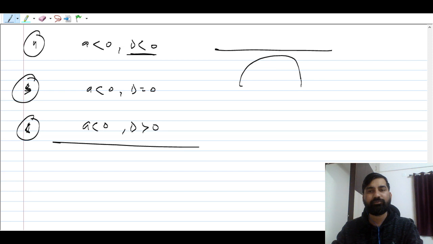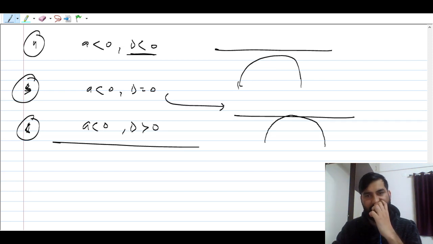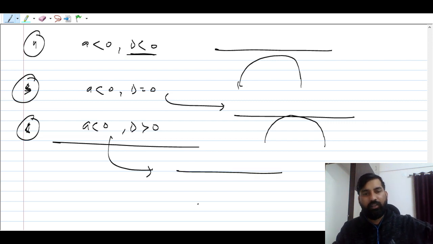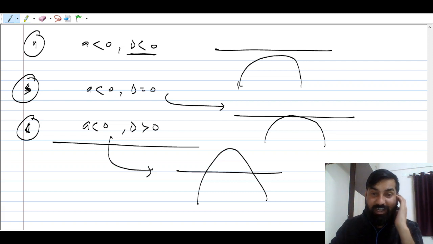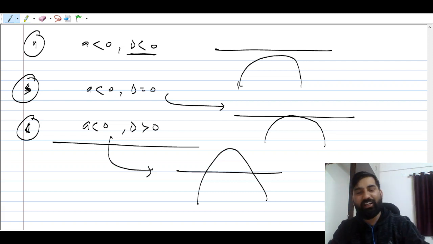ये कुछ ऐसा आएगा. ठीक है, इस केस में क्या आने वाला है, it should touch the x-axis like this. इस केस में क्या आ जाएगा, it will be cutting the x-axis. बस खत्म. ठीक है, तो ये आपको याद रखना है. और फंक्शन कब पॉजिटिव नेगेटिव हो रहा है, that you can do.